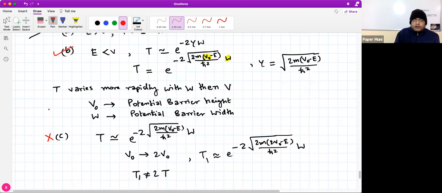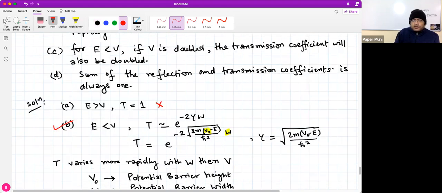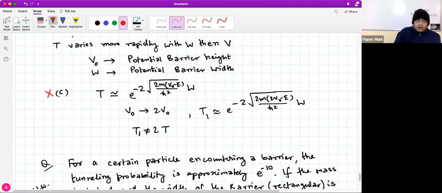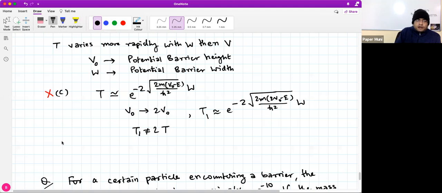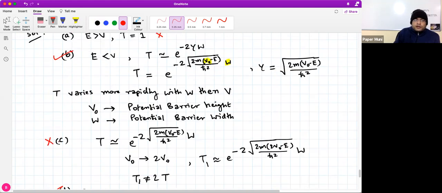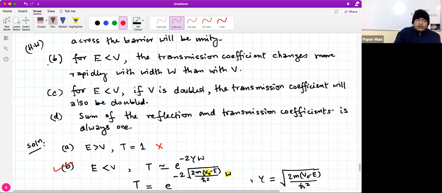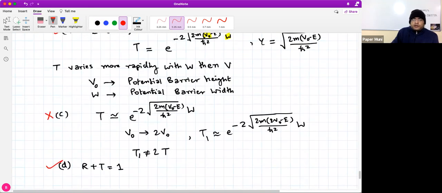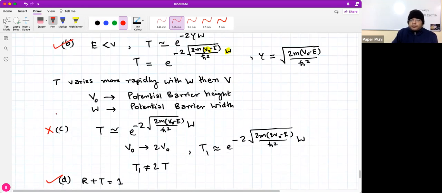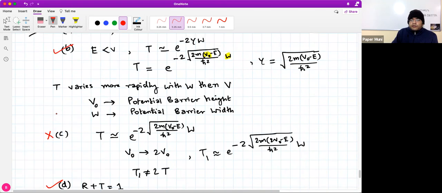Now the final one says that the sum of the reflection coefficient and transmission coefficient is always 1. So this is true. Let me shift this a little, and we can write this last D option. So R plus T is always 1, no matter what. So this is also correct. So the correct options here are B and D. Were you able to note it down?